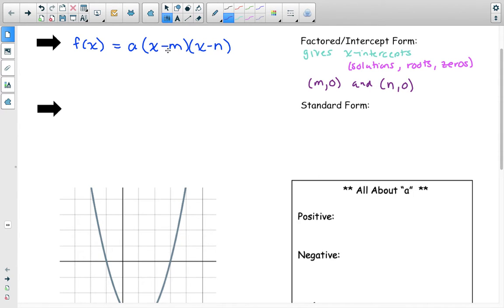You might see it as x minus p, x minus q. It's really just saying that it's the x-intercepts. So we're going to factor a standard form to get it into this form, to get the x-intercepts.